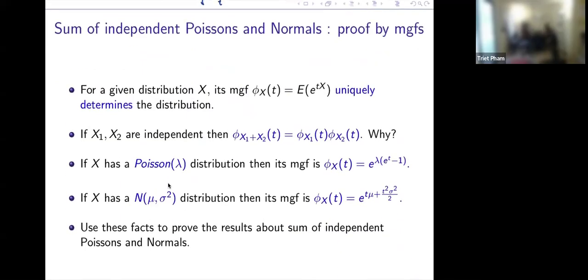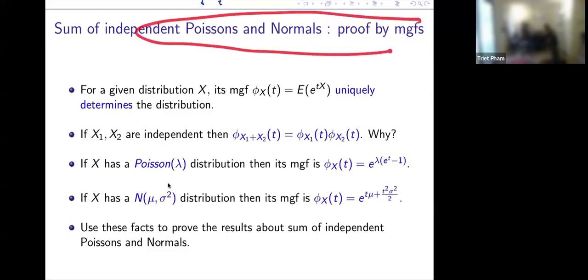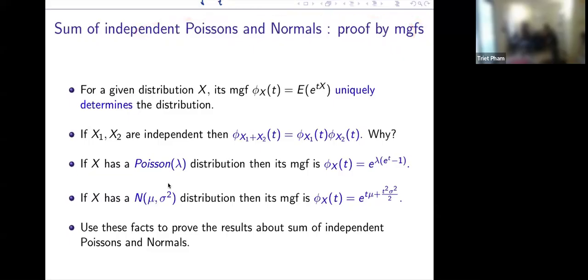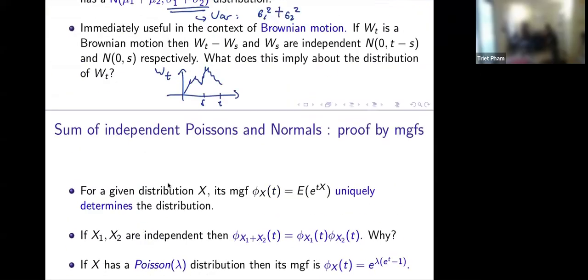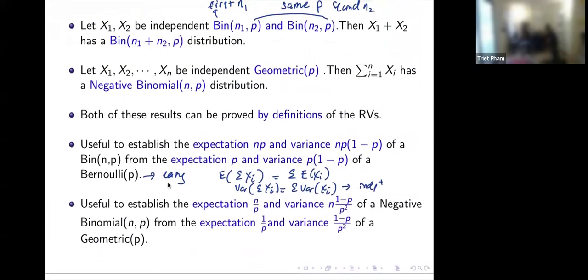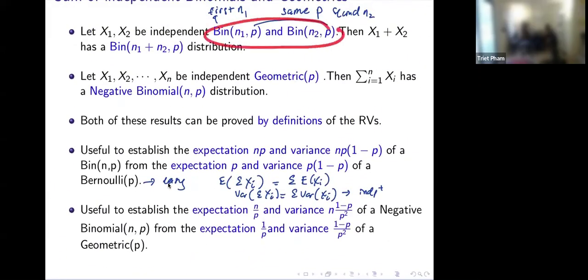So we're just going to mention quickly the proof of the previous slide. Notice, when we looked at the binomial example or the geometric example here, the proof is by definitions of the random variables. What we mean by this is the proof is by what the random variable is supposed to model. It models the number of trials until the first success, or the total number of successes in n trials.